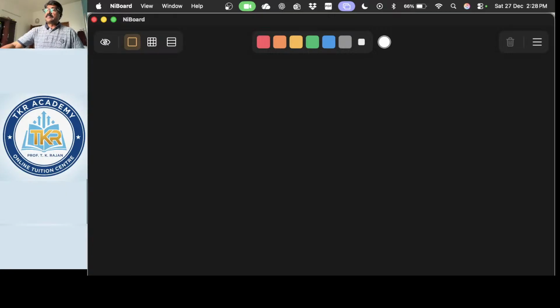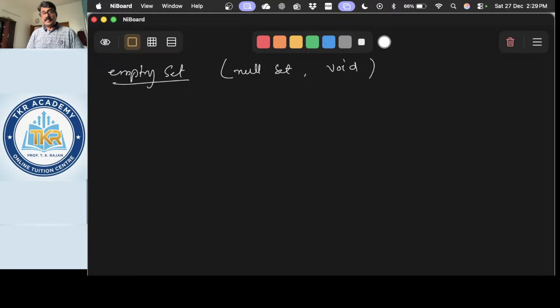Now, let us go further. What is an empty set? Is there any possibility for a set to be empty? It is also known as the null set or void set. These terms are normally used: null set, empty set. A set is an empty set if it has no element at all. It is usually denoted by phi or by empty braces. This is the way we write an empty set.